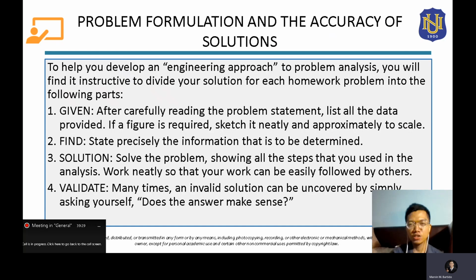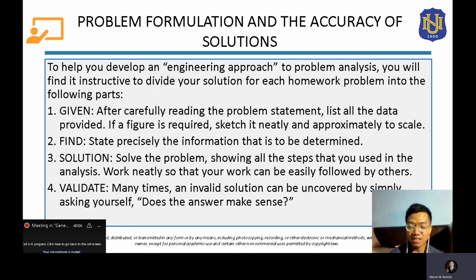So for problem formulation and the accuracy of solution, this will be an important tip on how you are going to approach all the problems that we're going to solve for this course. To help you develop an engineering approach to problem analysis, you will find it instructive to divide your solution for each homework problem into the following parts. So the first one is given. After carefully reading the problem statement, list all the data provided. If a figure is required, sketch it neatly and approximately to scale.